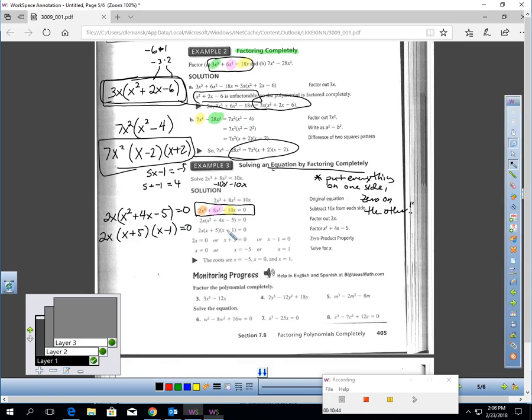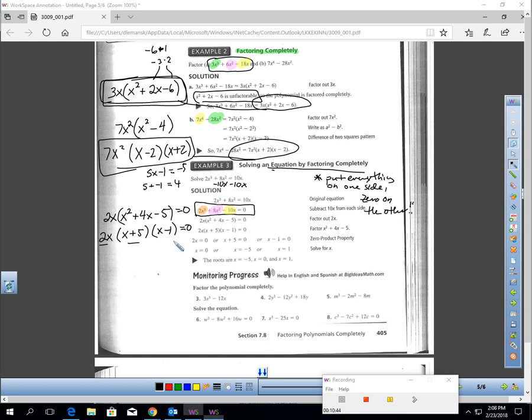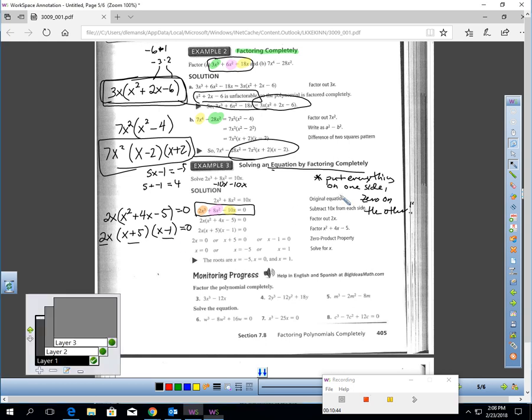So now, this times this is 0, so I'm going to use the zero product property. 2x could equal 0, which means divide by 2, x is 0, there's one solution. X plus 5 could equal 0, which means solve there, I get negative 5 as a second solution, and x minus 1 is 0, which means x is 1.